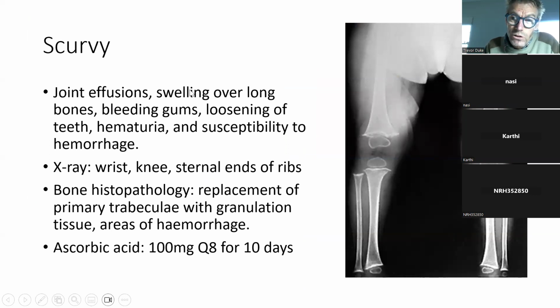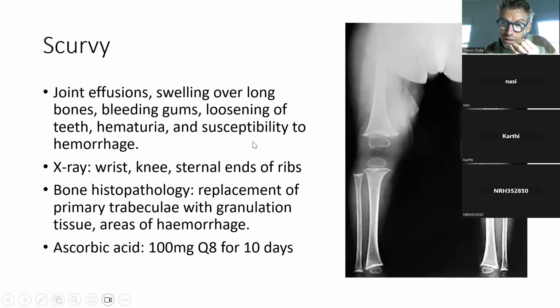Scurvy causes joint effusions, so that's why they have quite swollen joints. If you can see here, this is a boy who had rickets and scurvy, and you can see how the epiphyses are very much separated. That's because there's a lot of synovial fluid, a big joint effusion, and you can see the growth plate of bone is very rough and irregular. And that's very typical of scurvy.